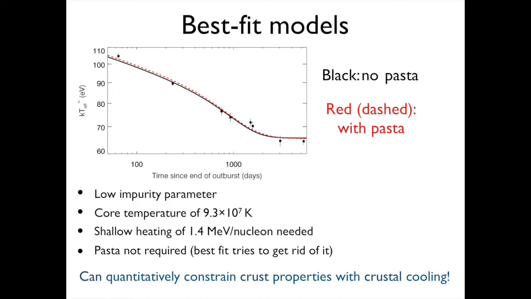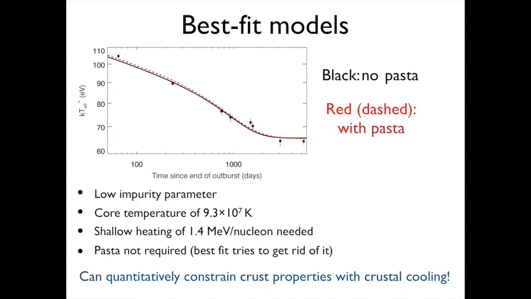But what we do find is that the pasta is not required to fit this cooling curve. And in fact, the models with the pasta actually force those values to be right at the extremes of the parameter range that we allow. In fact, it's saying that the pasta doesn't want to be there, right? So at least in the models that we do, there's really no constraints on there being pasta, at least in the crust of this object.